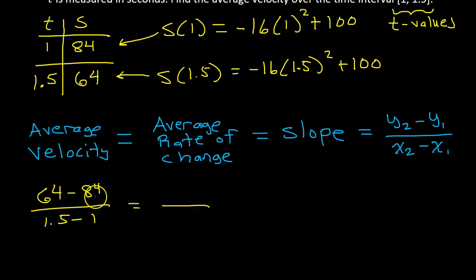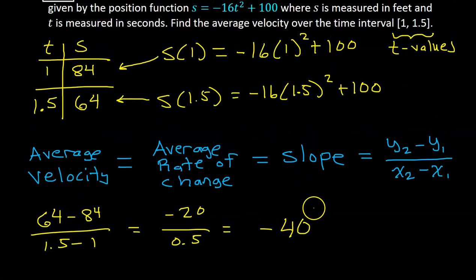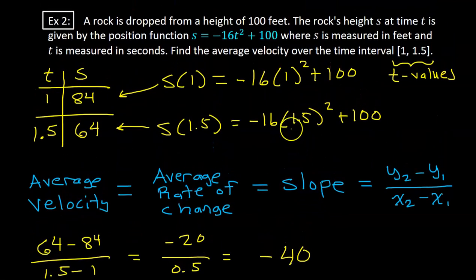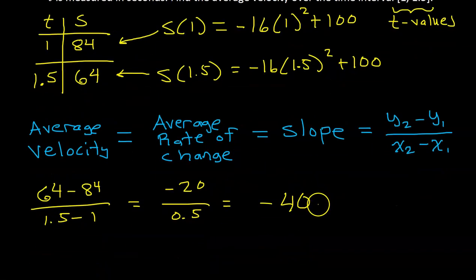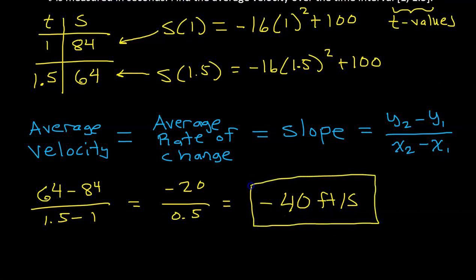So this is going to be negative 20 divided by 0.5, which turns out to be negative 40. So let's put those units in there. We are talking about feet per second. So this is negative 40 feet per second. Notice that the negative sign in front indicates that the rock is falling down.